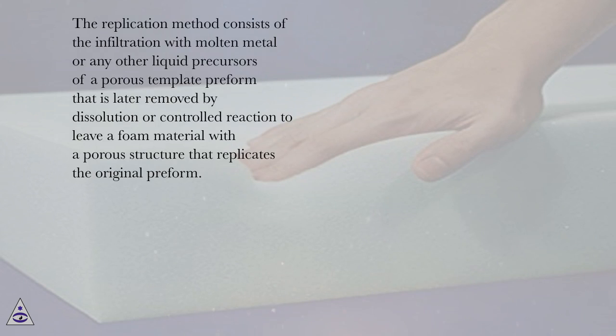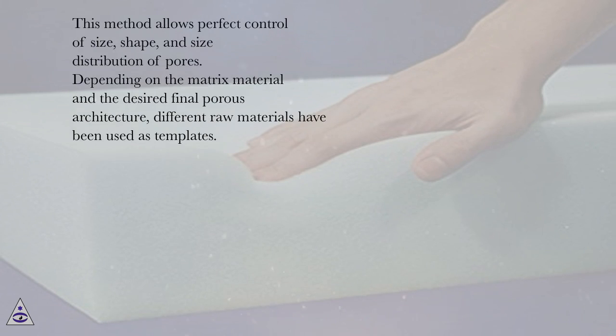The replication method consists of the infiltration with molten metal or any other liquid precursors of a porous template preform that is later removed by dissolution or controlled reaction to leave a foam material with a porous structure that replicates the original preform. This method allows perfect control of size, shape, and size distribution of pores.